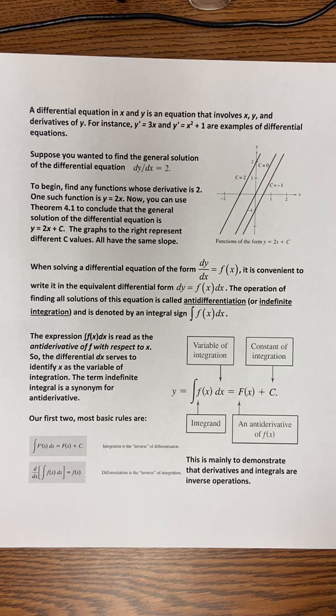Suppose you wanted to find the general solution of the differential equation dy/dx equals 2. It's a fancy way of saying the slope of the line is 2. Now we know plenty of lines can have the slope 2. It would be y equals 2x plus something. But all we really need to do for this is find a function whose derivative is 2, like 2x, and use Theorem 4.1 to conclude that the general solution will be 2x plus C, where C is some constant.